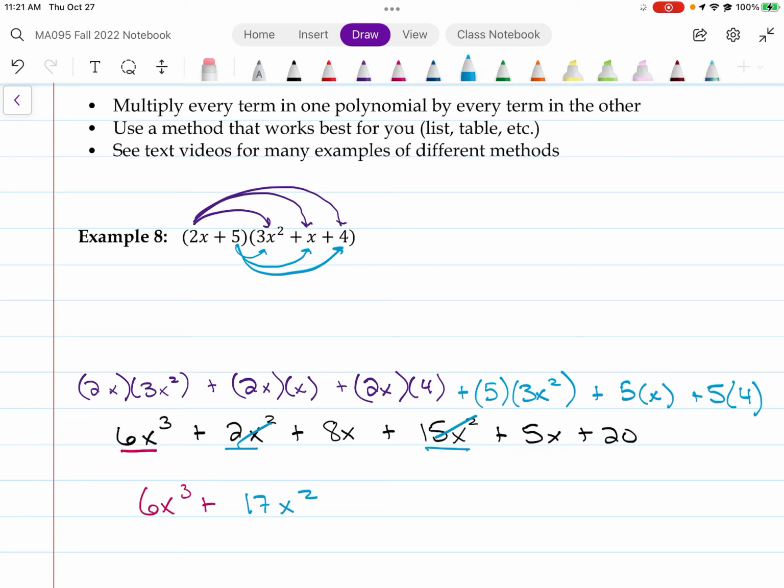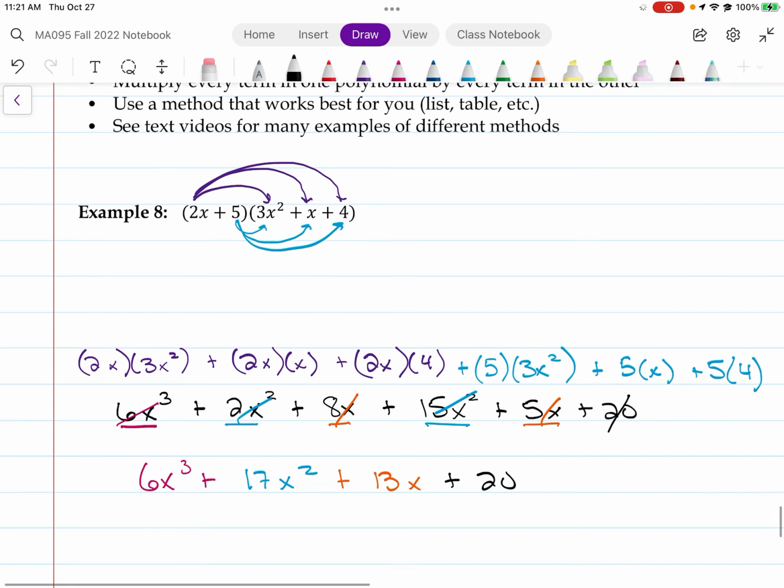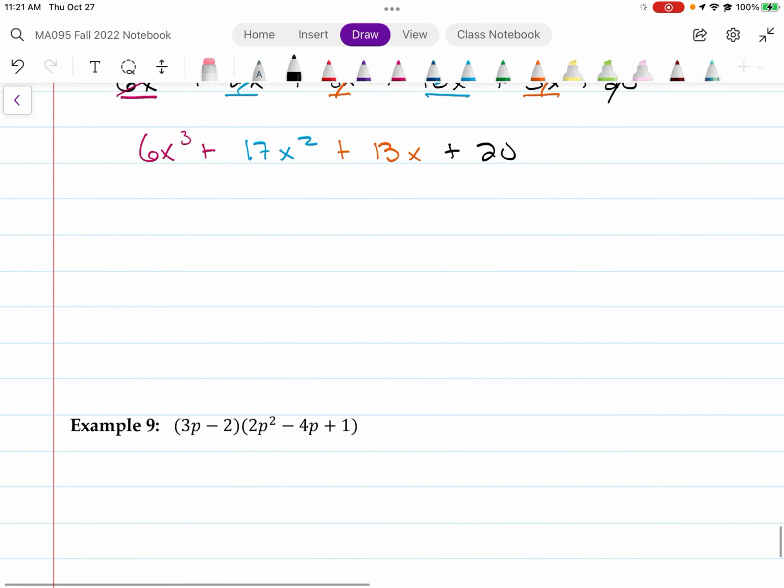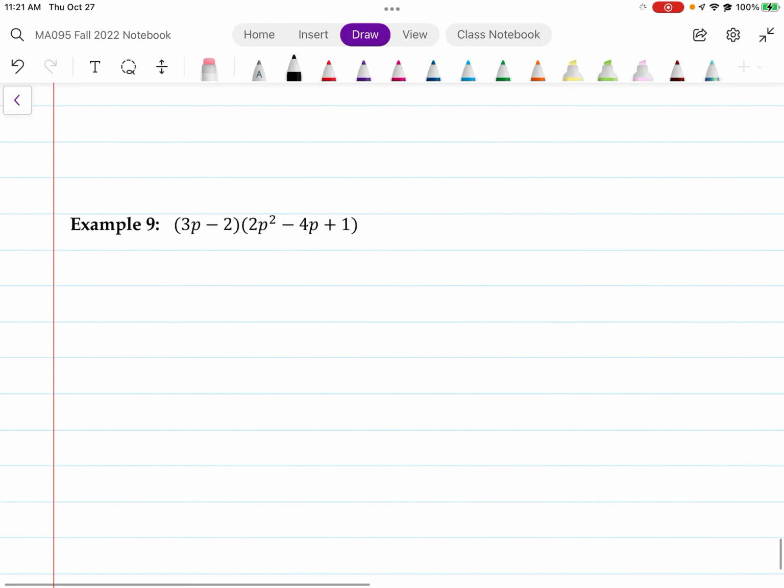And I'm going to cross those out as I go, just so I don't miss anything. Hopefully you see how this builds on itself because we are now doing what we did up above. We've got 8x plus 5x, so that is 13x, and I've done those. And then I've just got plus 20. It's by itself, so plus 20. All right, and that is now in descending order. We don't have to rearrange it because we did it as we went. All right, last one. This one has some subtraction, so give this one a try on your own.